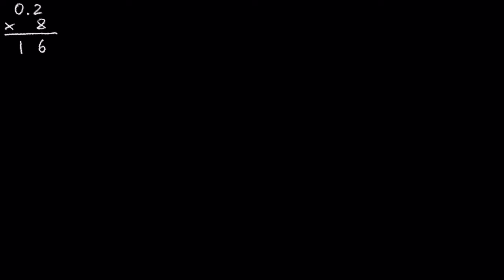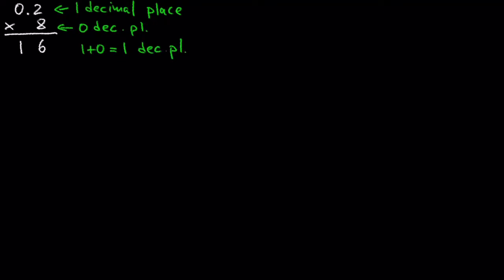The second step is to count the number of decimal places, which are those to the right of the decimal point in both numbers. 0.2 has one decimal place, and 8 has no decimal place. So in total, we have one decimal place. Now, the answer should have the same number of decimal places as are in both the numbers you are multiplying. So 0.2 times 8 is 1.6.